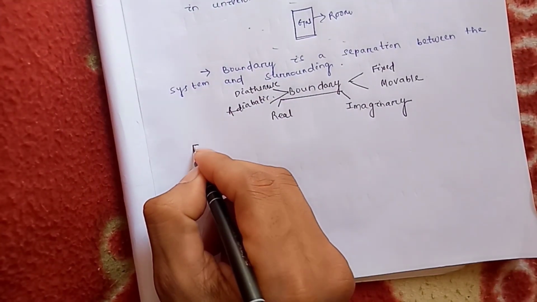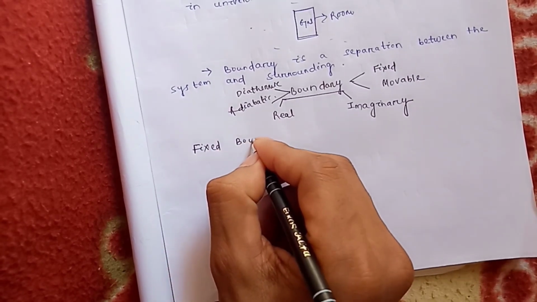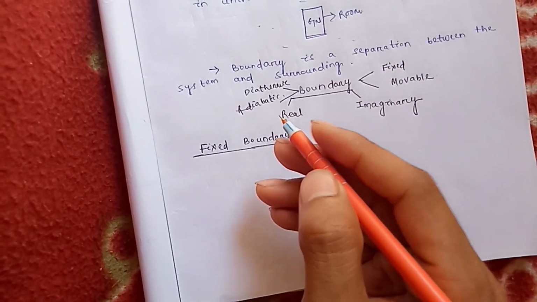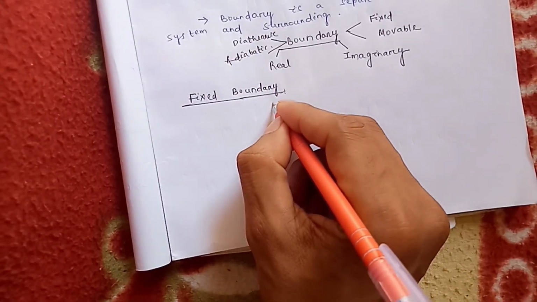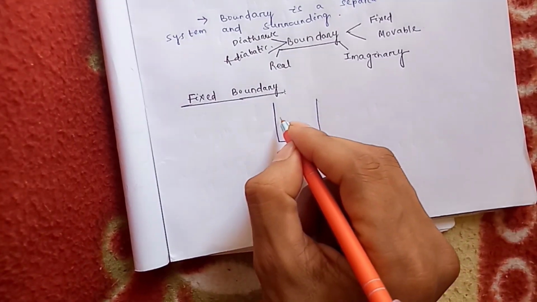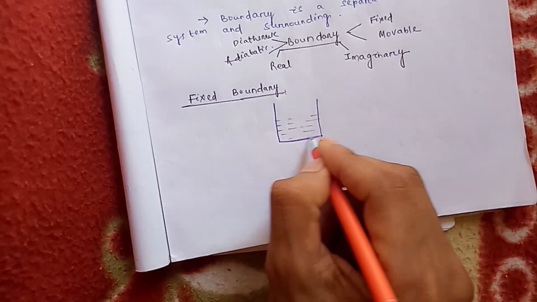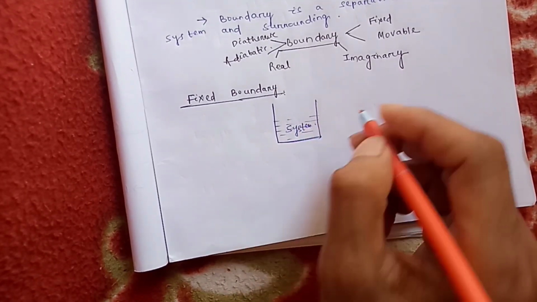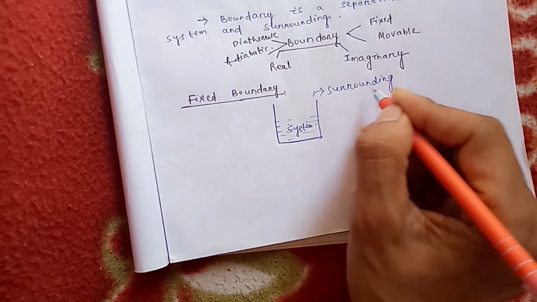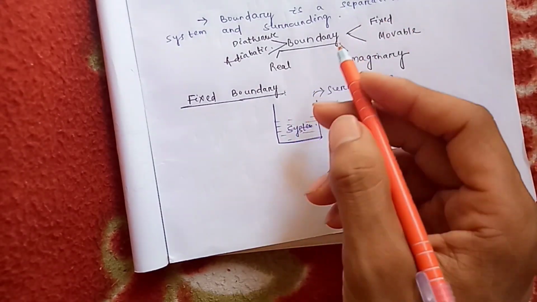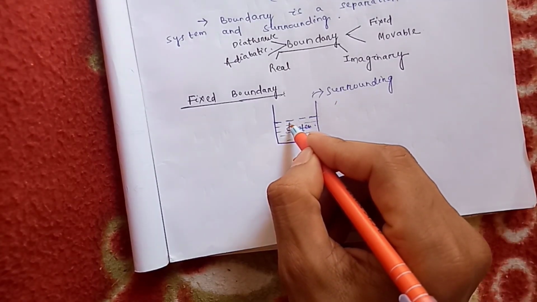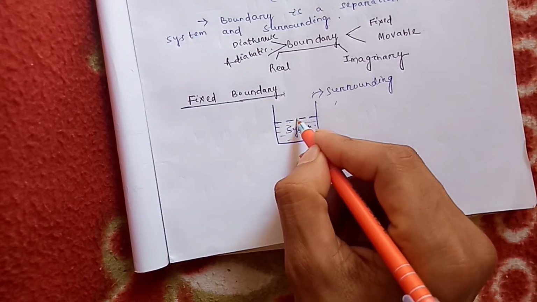Now coming to the fixed boundary. What is a fixed boundary? Suppose take a half bucket of water. This is a bucket and it contains water. So now water is our system and the rest is the surrounding. Here the quantity of water is fixed. When the quantity of water is fixed, the boundary is fixed. So this boundary is known as fixed boundary.